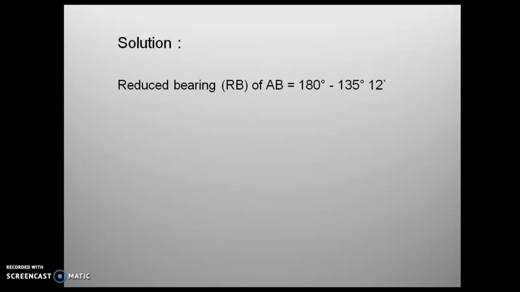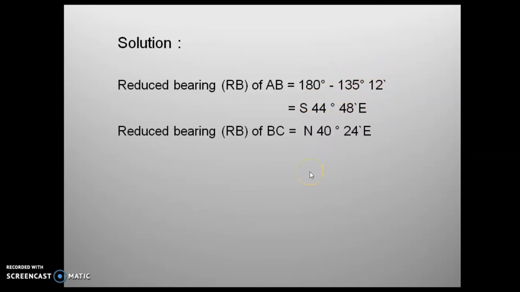Okay, first to calculate reduced bearings. From whole circle bearing to reduced bearing, when it is lying in the second quadrant, what will be the reduced bearing? 180 minus WCB. If you remember your compass surveying, 180 minus WCB, with WCB 135, now 44 degrees 48 minutes you got. Why am I writing southeast? Because it is the second quadrant, southeast.